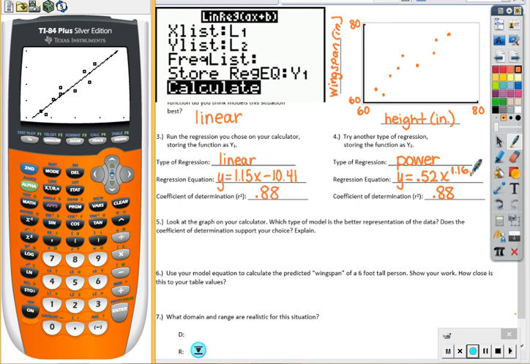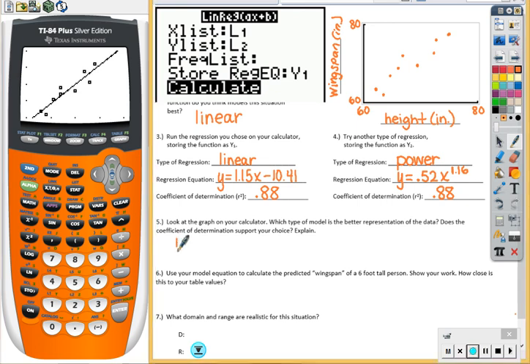So now I'm going to look at the graph and decide which type of model I want to use. Now, there's barely even a recognizable difference, so I think I'm just going to go with my gut. I thought it was going to be a linear relationship because I thought that the heights and the wingspans were going to be equal, and if they were all equal, that would have been a perfectly straight line. So I'm going to go with linear. That's what I'm going to choose.